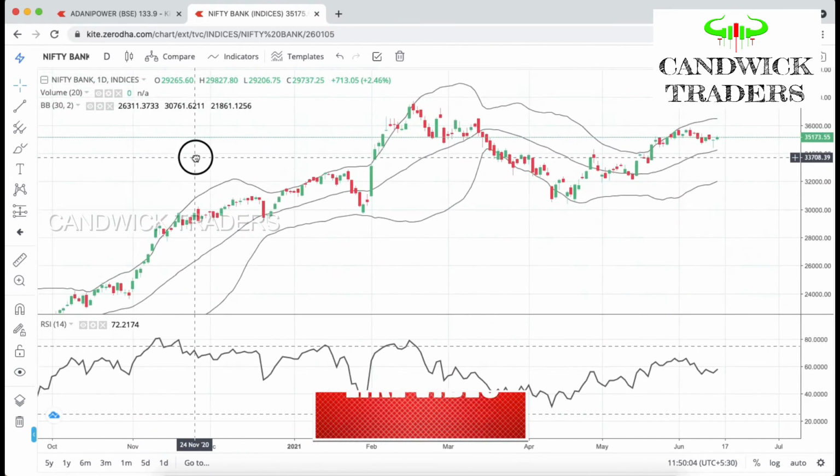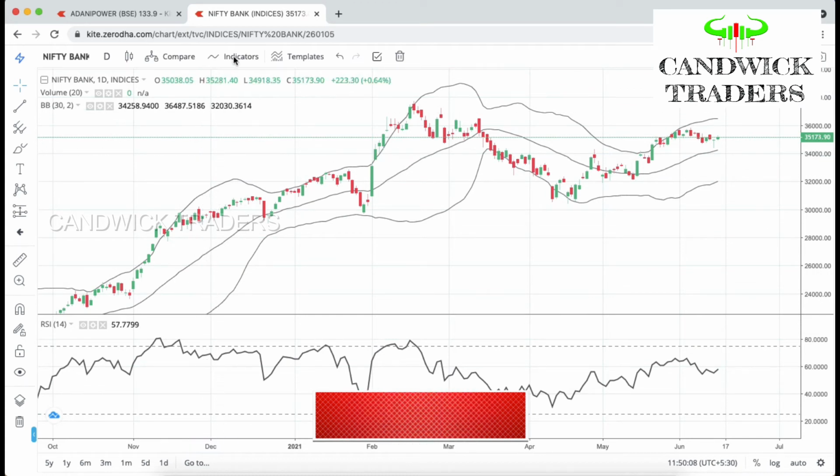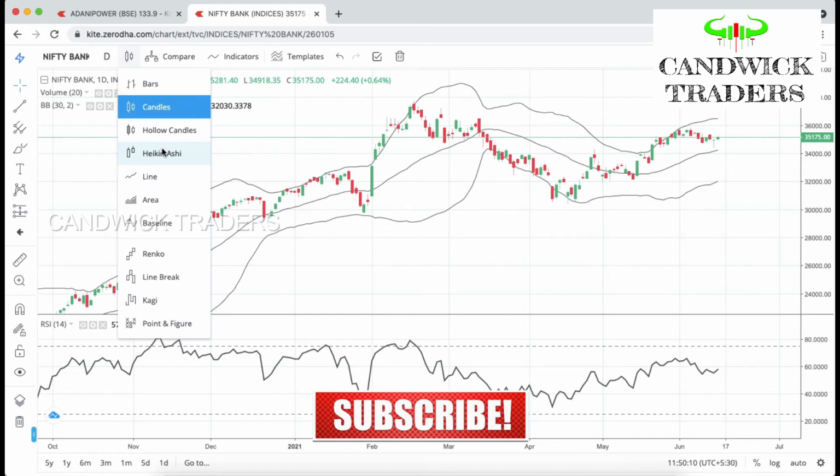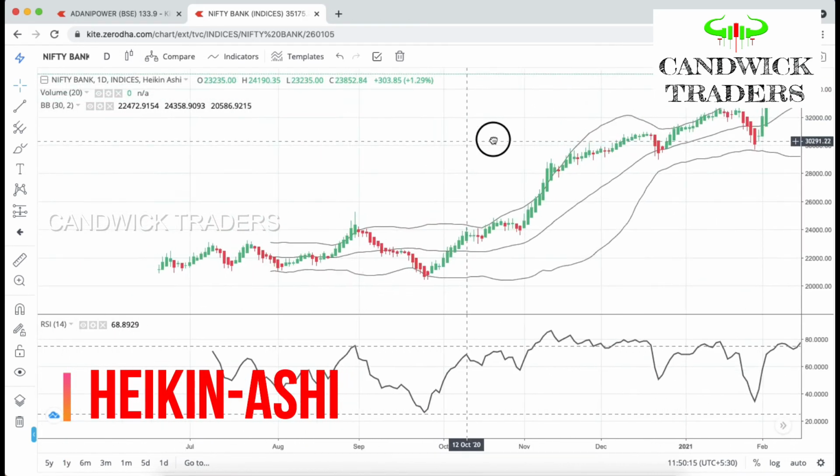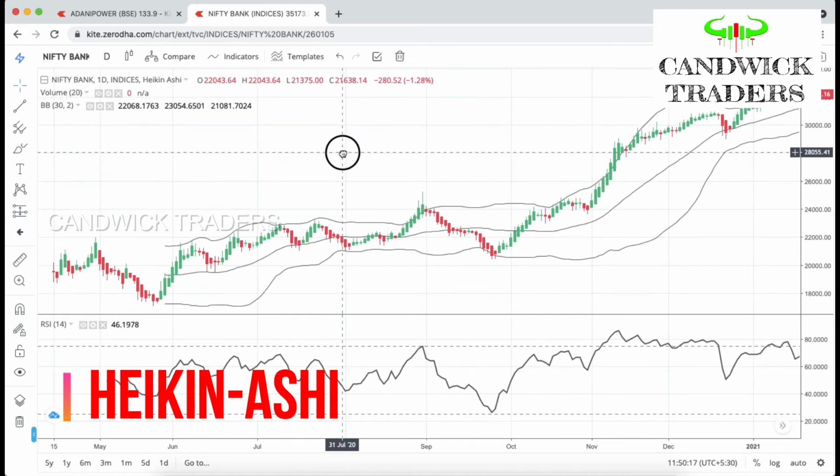We can add another indicator to simplify this setup. What is that? That is Heikin-Ashi candles. It will remove the noise and will give us the best probability trades.